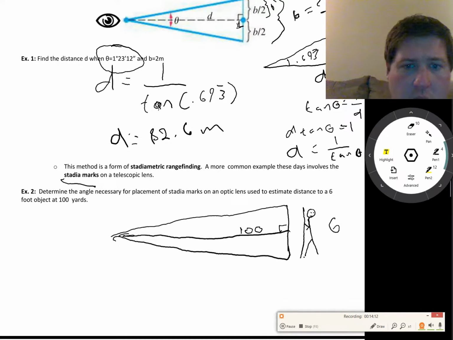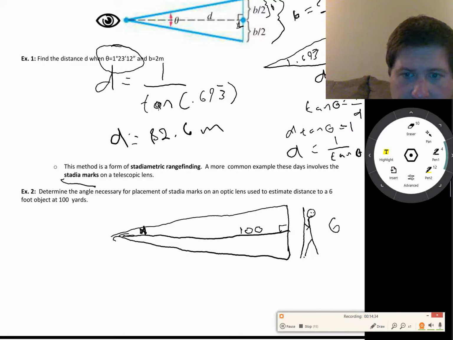So our question is, what angle should we be using here? And honestly, I don't even care. We're going to just look at the half angle. We're going to find that angle. You could double it if you wanted. We're just going to find that one angle, but it's easy enough to do.